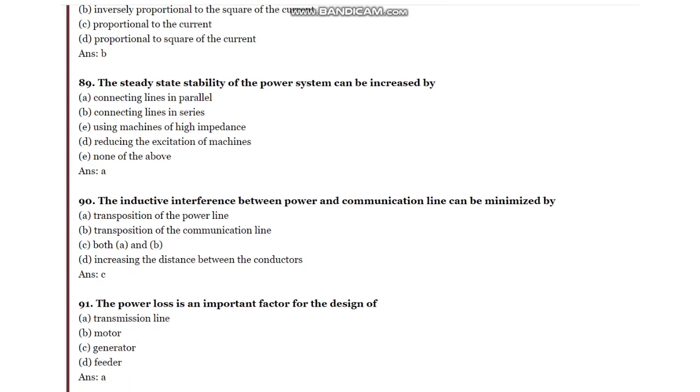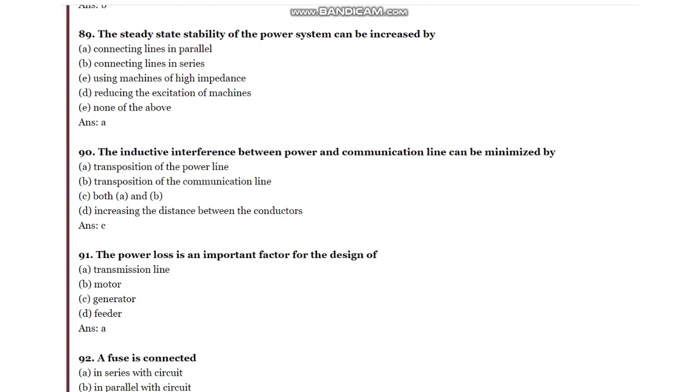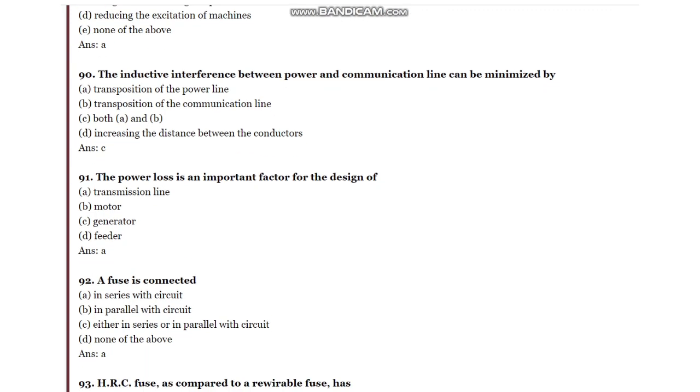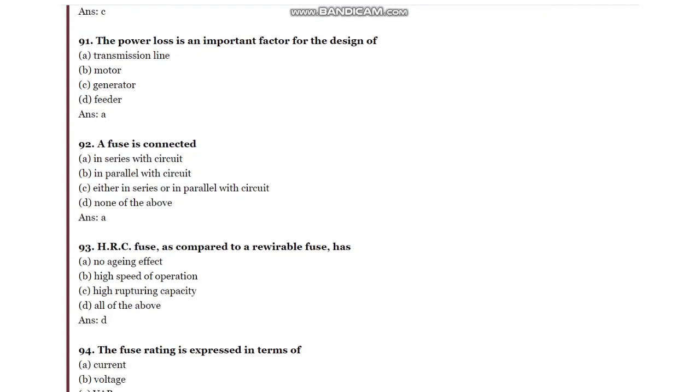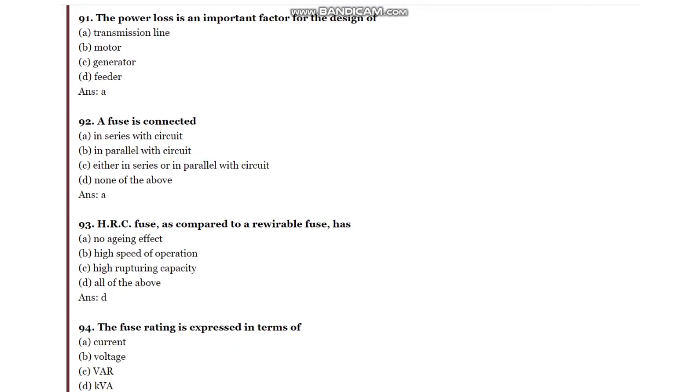Question number 89 is the steady state stability of power system. It can be increased by connecting lines in parallel. Question number 90 is the inductive interference between power and communication line can be minimized by both A and B, that means transposition of power line and transposition of communication line. 91st question is the power loss is an important factor for the design of transmission line, that is A.